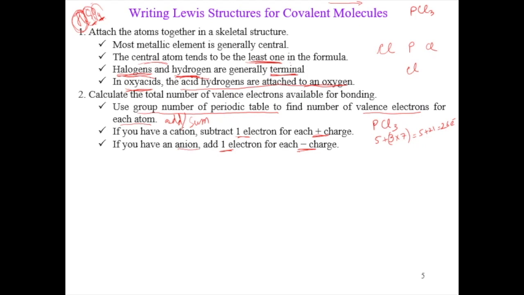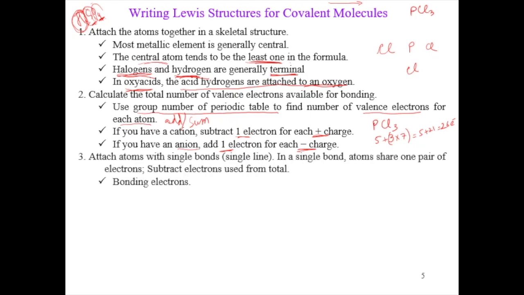That is the second rule. Going to the third rule, it tells us to attach the atoms with single bonds, which is represented by a single line. So we'll draw one single line between each of these atoms, and this single line essentially represents 2 electrons. In a single bond, atoms share one pair of electrons. So each line that we drew represents one single bond, and it represents the use of 2 electrons in between.